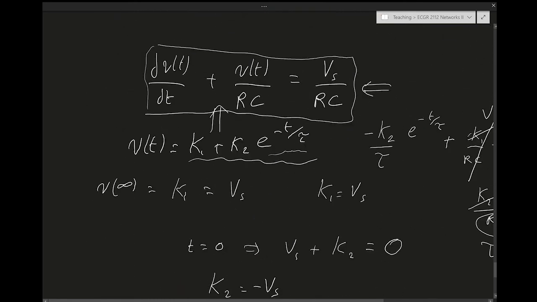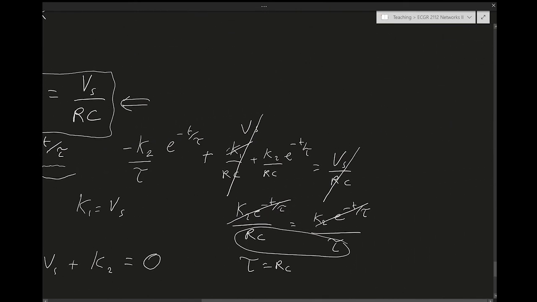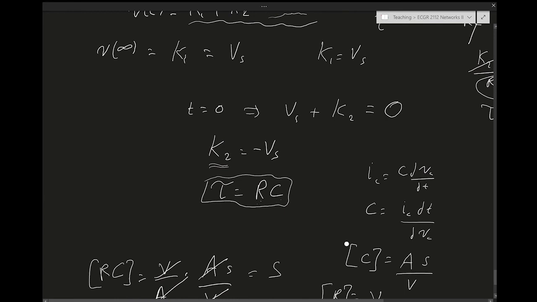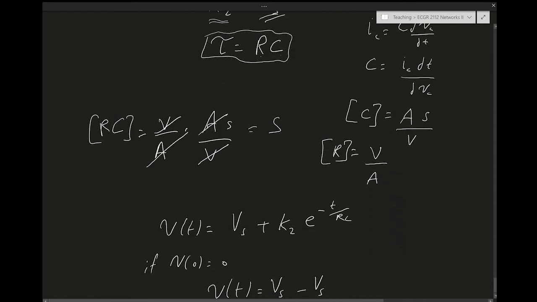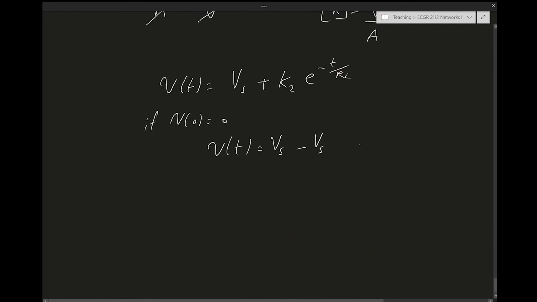Right, we calculated it here. Yeah, K2 is minus Vs. Right, e to the minus t over RC. So V of t, I can take Vs out and I get this form: 1 minus e to the minus t over RC. This is a very common form that you will see in first order solutions.